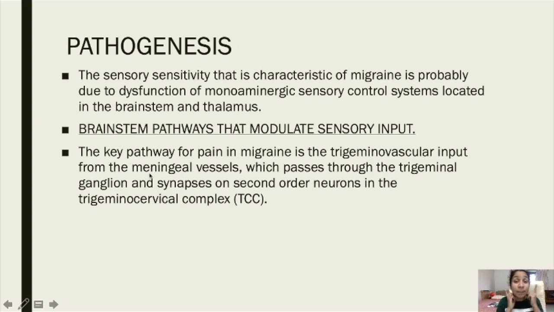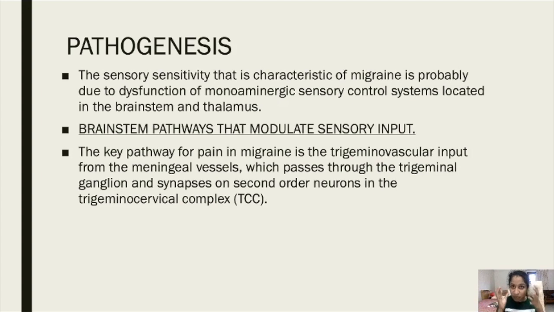Meningeal blood vessels are there, the middle meningeal blood vessels. From there, the pain receptors come to the trigeminal-vascular pathway, which passes through the trigeminal ganglion and synapses on the second order neurons in the trigeminocervical complex, that is TCC. I will show the picture, then you will get an idea. So it is mainly from the meningeal vessels.